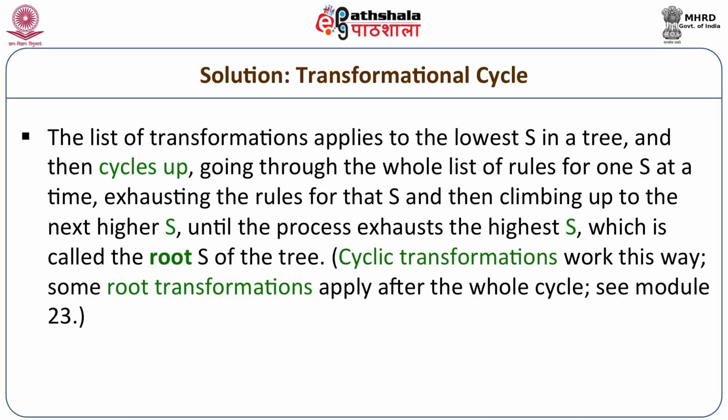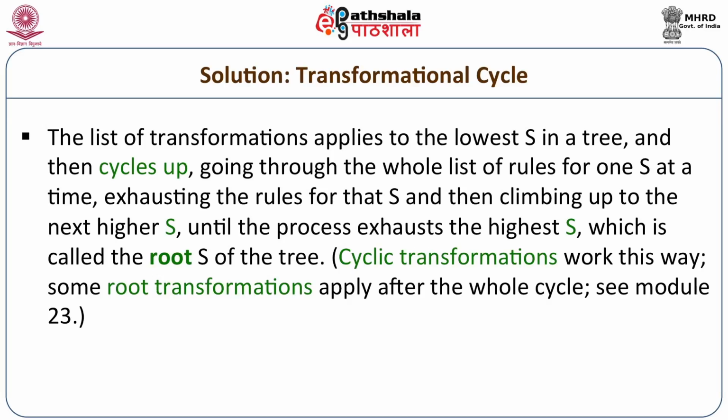All the transformations first apply on the lowest cycle, then the next cycle, then the next cycle, until you reach the highest cycle of what is called the root sentence. The top S of the entire tree is called the root sentence because we imagine the tree as having its roots in the sky and its leaves on the ground. It's an upside down tree, if you think about it. That's why the top S is called the root node. So that's the root cycle, and there are these other cycles underneath. This is called the principle of the transformational cycle, or the cyclic principle.